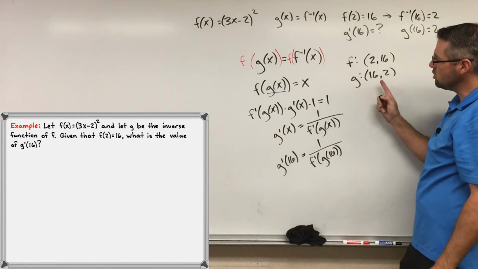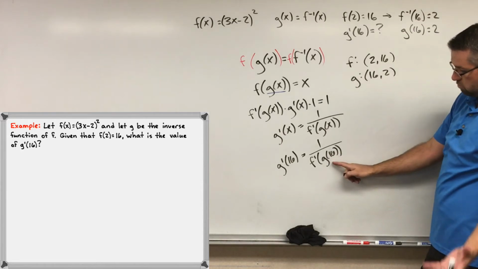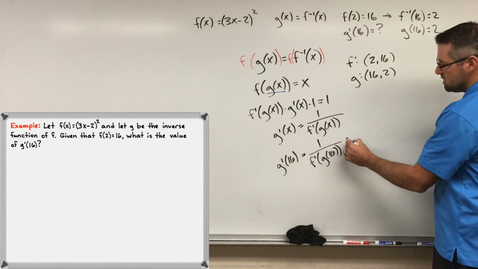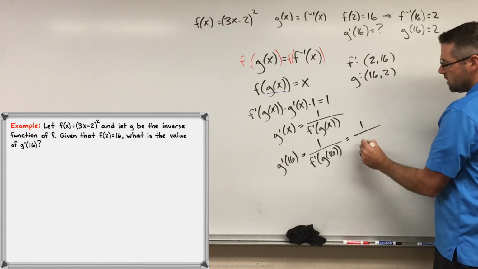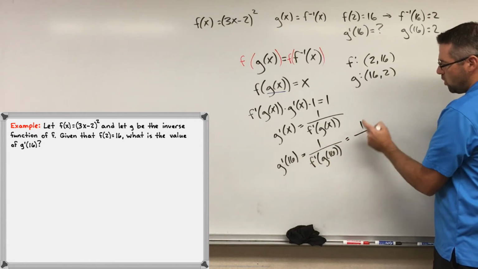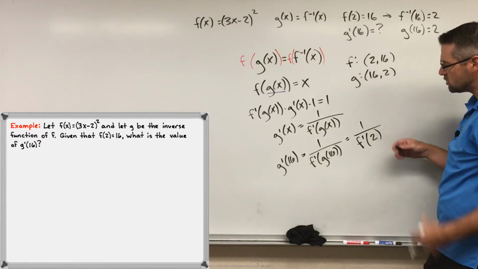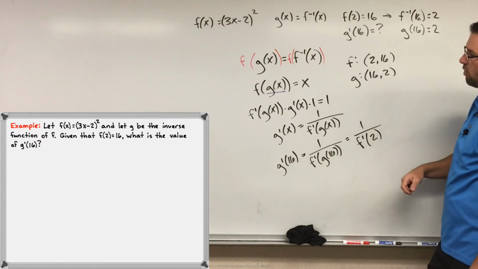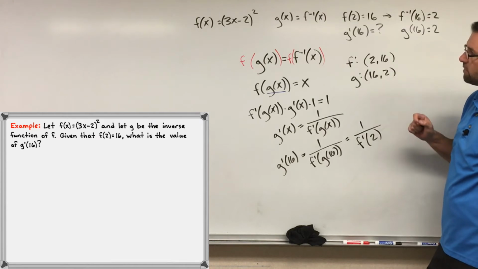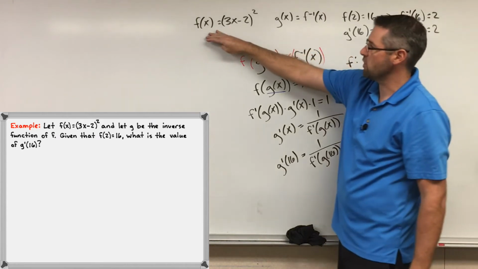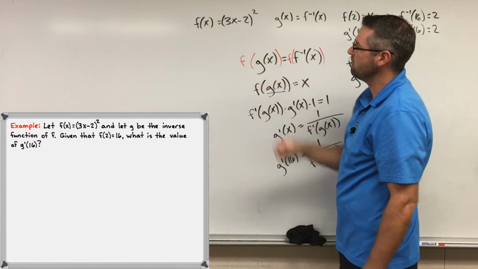Well, now I can use that idea to tell what g of 16 is. Well, g of 16 is 2. So we could say that g prime of 16 is 1 over f prime of 2. And so from here, we just need to figure out what f prime of 2 is. Well, now I can go to this function and figure out what f prime of 2 is.